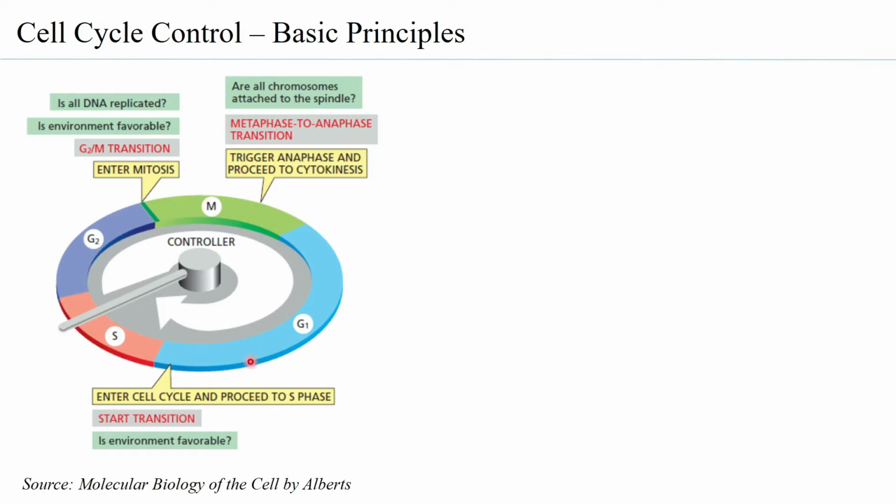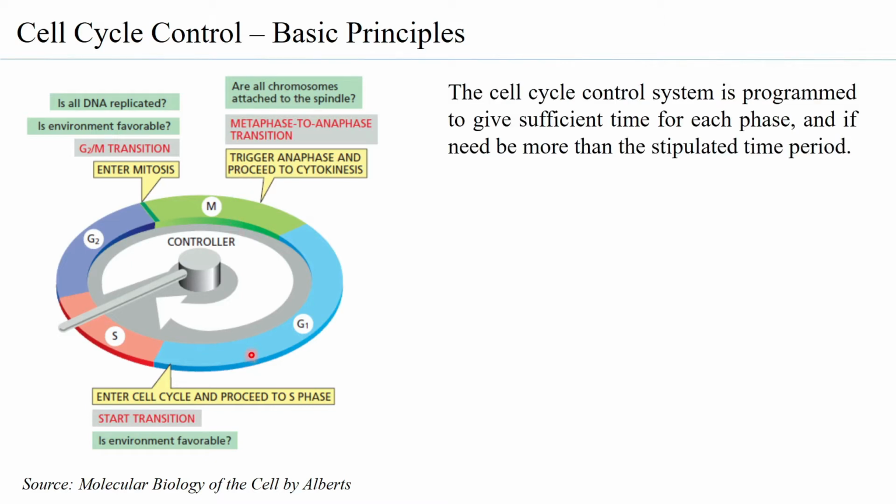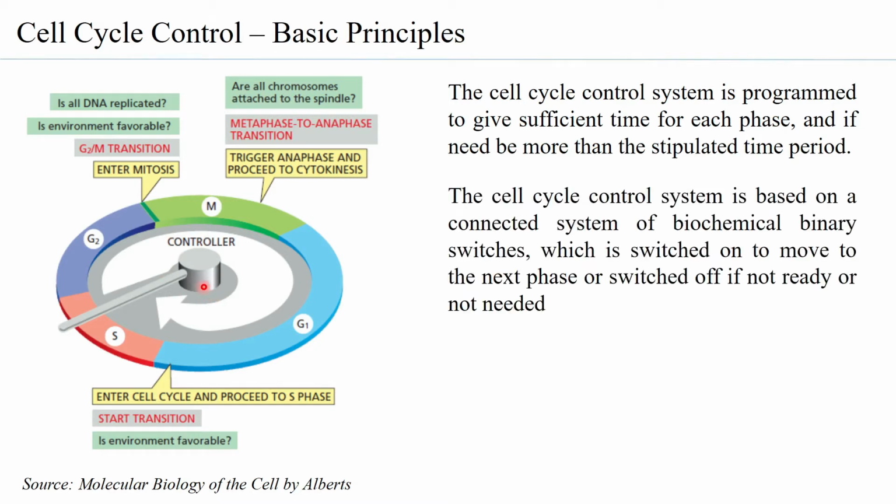The control system, or the controller, has a biochemical binary switch, which means that it either can switch on an event in a particular phase or it can switch off the event in a particular phase. So they work by either switching on or switching off. That is why they are called binary switches. There are three checkpoints at transition phases.